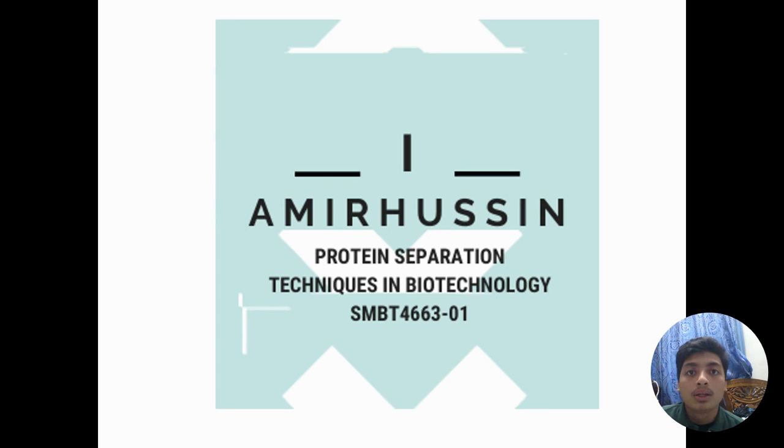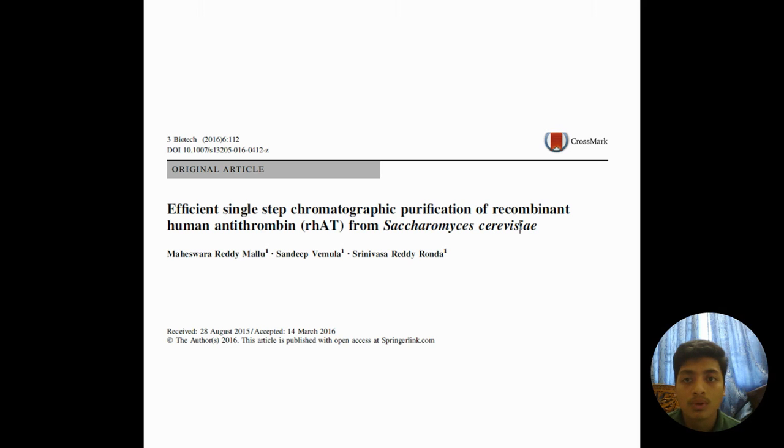Right now I want to talk about the infographic assessment for the course Protein Separation Technique in Biotechnology, SMBT 4663, session 1. For this assignment, I have selected a journal entitled Efficient Single-Step Chromatographic Purification of Recombinant Human Antithrombin (rhAT) from Saccharomyces cerevisiae, published in 2016. I also put the citation of the journal for your reference.